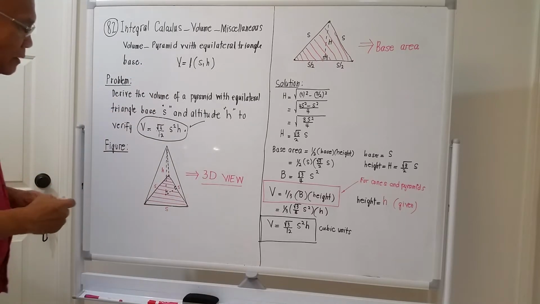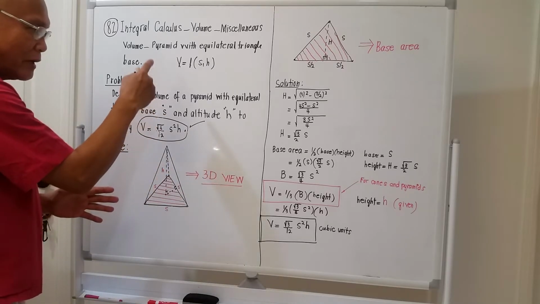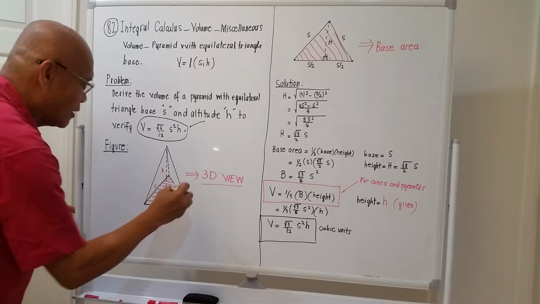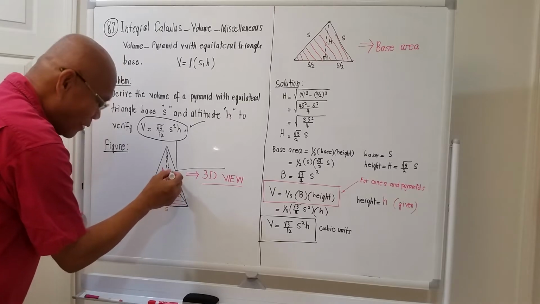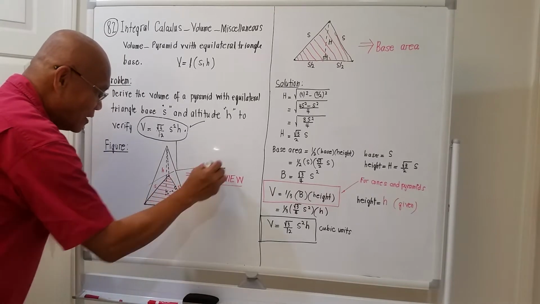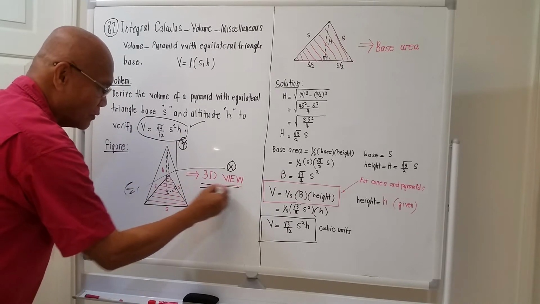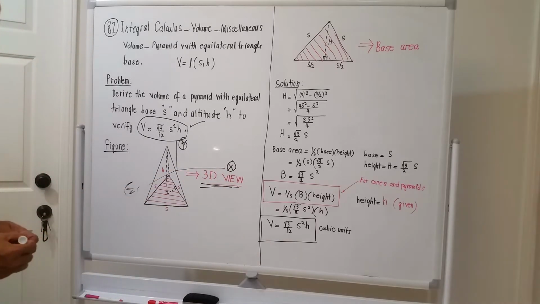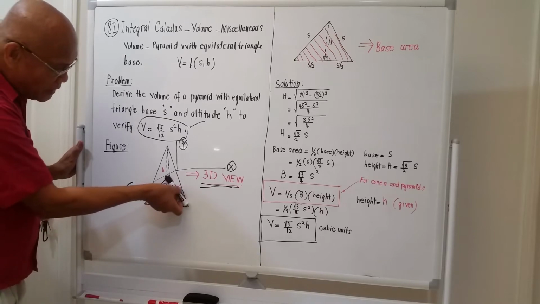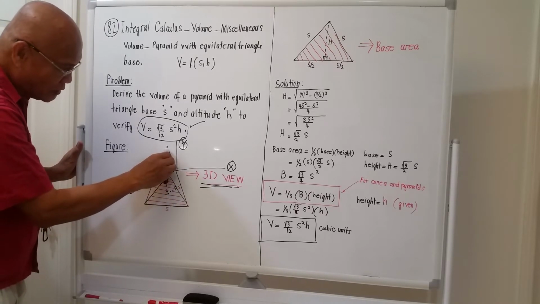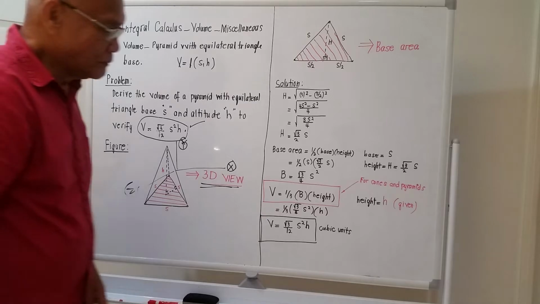Okay, let's proceed. This is the 3D view, meaning we are in space, 3D. We are on the X, Y, and Z plane. So actually, we got an X-axis, we got a Y-axis, and we got a Z-axis. This is X, this is Y, and this is Z. That's why it is a 3D view. We are in space. Okay? So the figure will be something like this. This is S, S, and S, and this is altitude H. Okay? Let's try to derive.